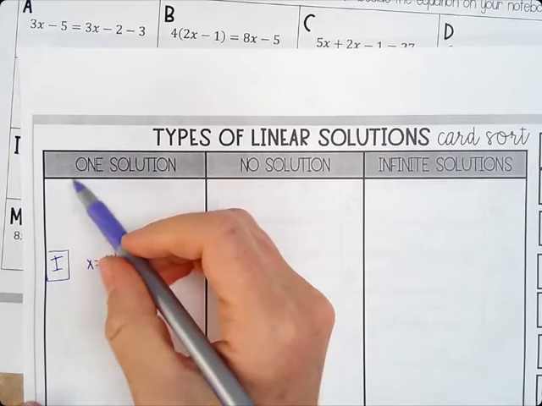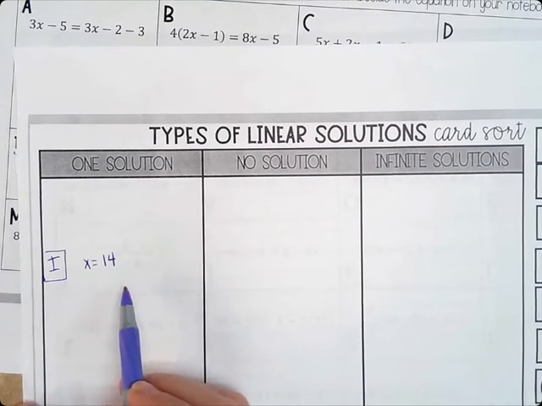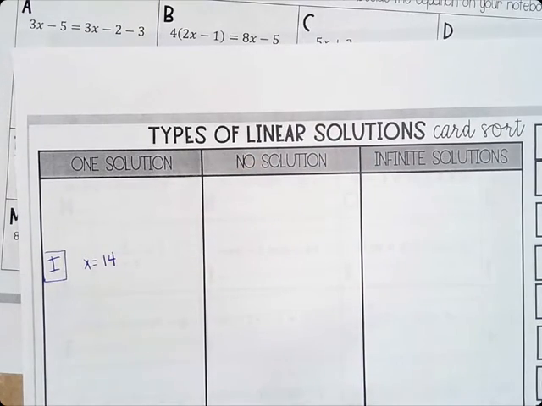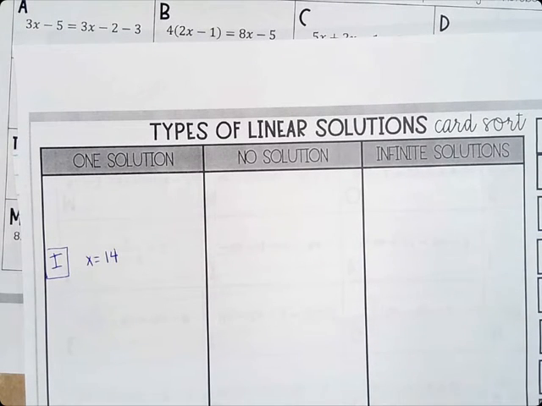So on any one that you get a solution, you're going to write the letter and also put what it equals beside it. If you get no solution, just put the letter. There's nothing more that you need to write there. And same thing on infinite solutions. Nothing more you need to write there.